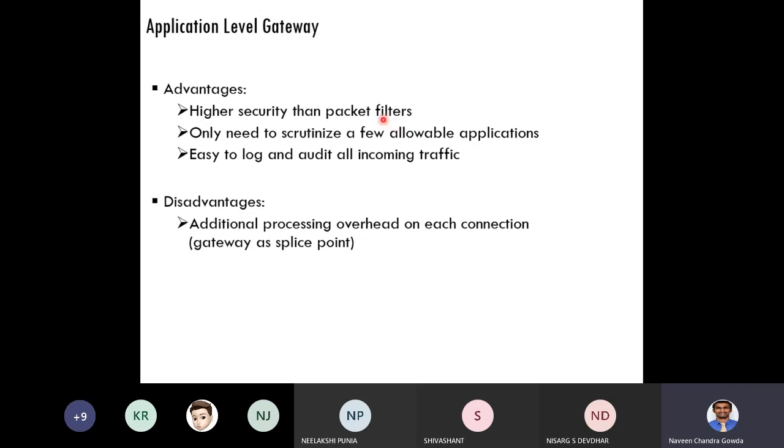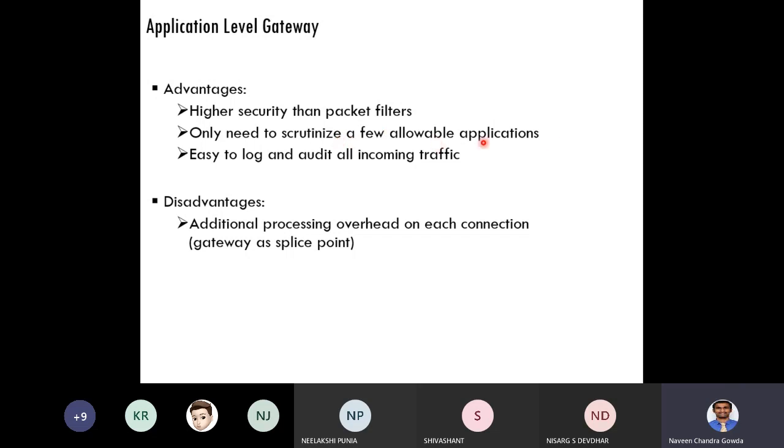But that will be done at the application level, because at the application level itself you will get to know what is the purpose of the incoming packet, what is the specific use of the incoming packet. So that kind of decision making, or that kind of filtering, can also happen at the application level. That is why it is higher security than packet filtering. Then again, it only needs scrutinizing based on the allowable application.